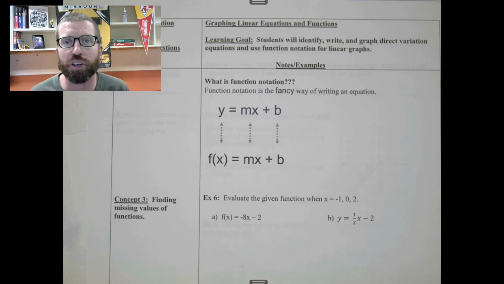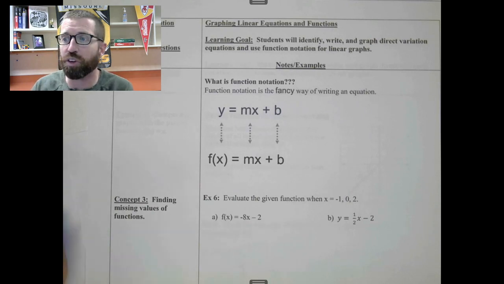Hello, in this video we're going to talk about function notation and using that to graph lines. Now the actual math that we will do here is probably nothing new or different than what you've done before with lines. It's just written a little different. But function notation can be confusing. Let's look at what it is.